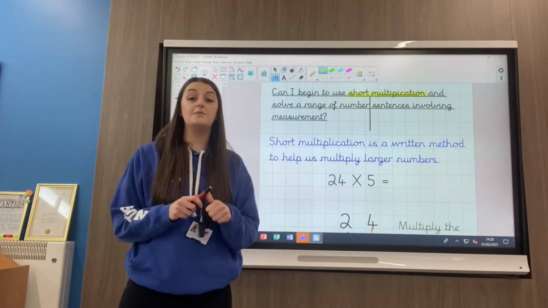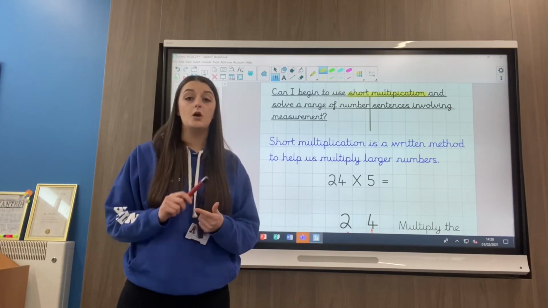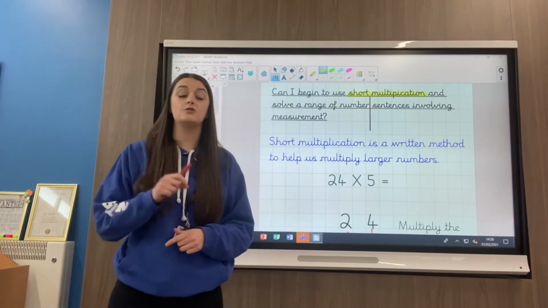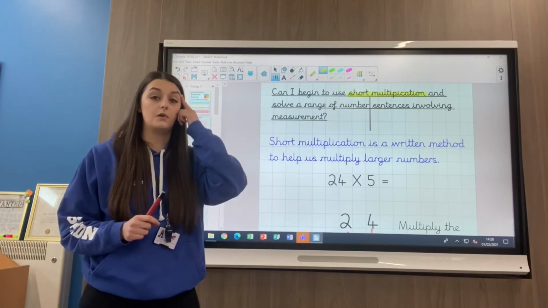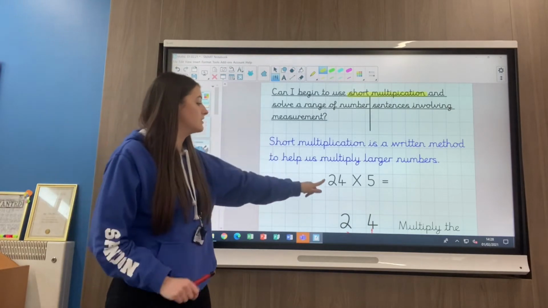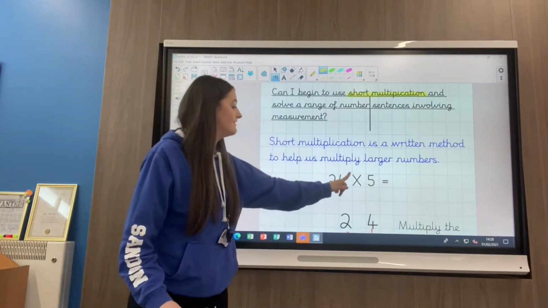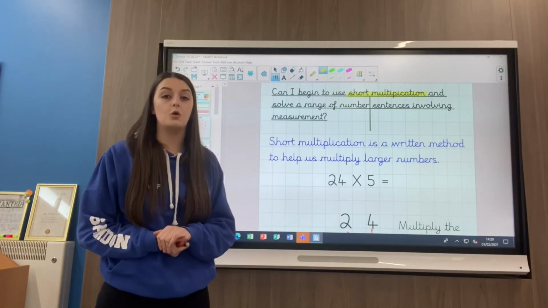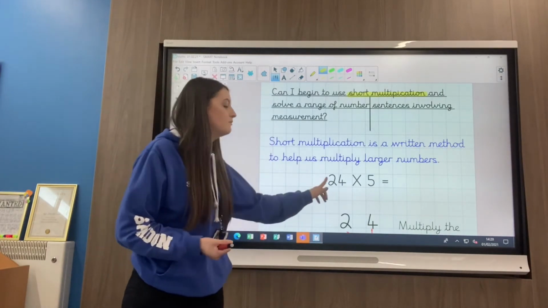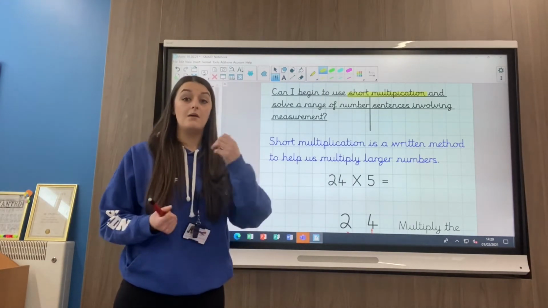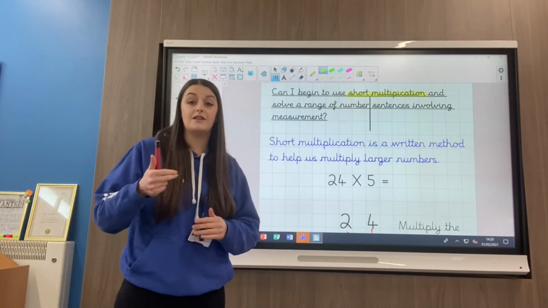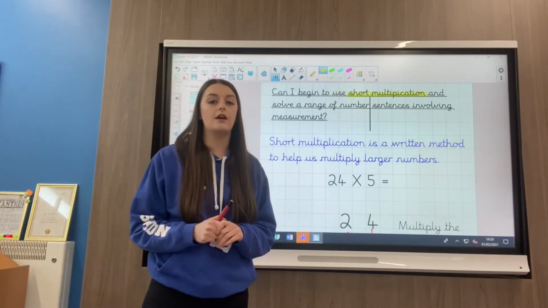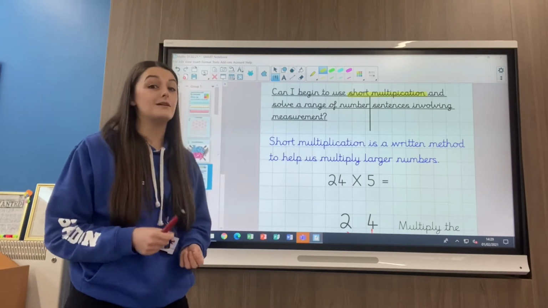So like your column addition and your column subtraction, we use those written methods when the numbers are too big to add or subtract in our head, okay? So for multiplications that are too big, like 24 multiplied by 5, we use the written method of short multiplication because we don't know up to 24 times 5. I mean, we could count in our 5s up to 24 times 5, but we'd be there a long time. So short multiplication makes it easier and makes our job a little bit quicker.